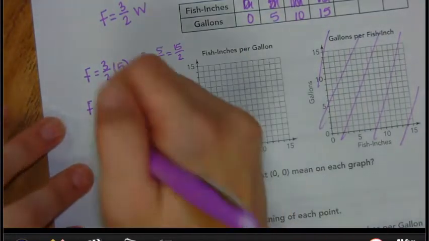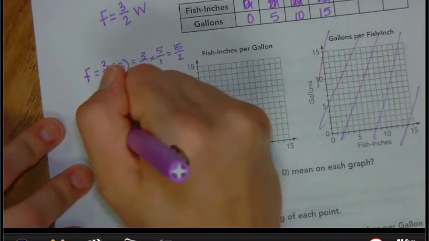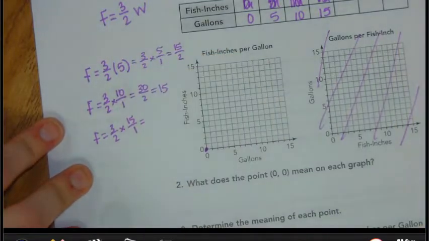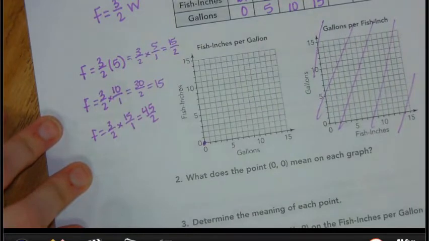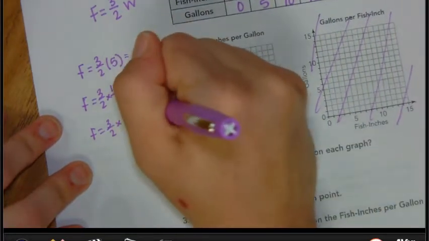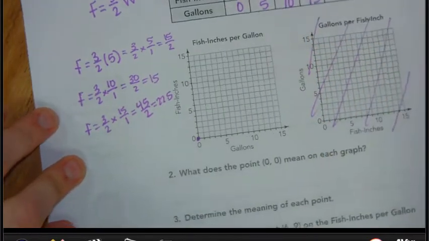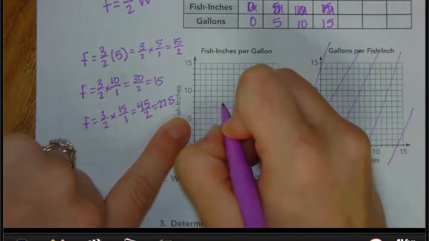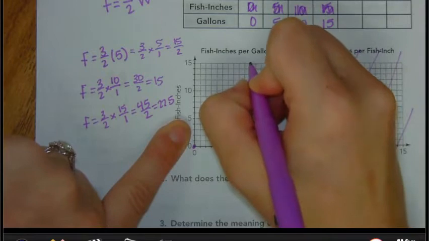Okay, and then I might not be able to get 15, but we can go ahead and try. So 3 over 2 times 15 over 1. Well, 3 times 15 is 45, and 45 divided by 2 is 22.5. Well, 5 is going to be at about 7.5, and 10 is going to be right up here at 15.